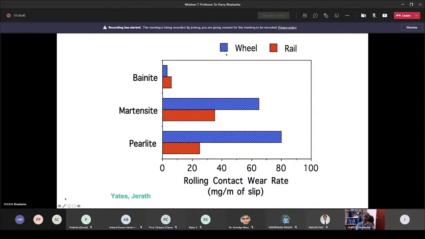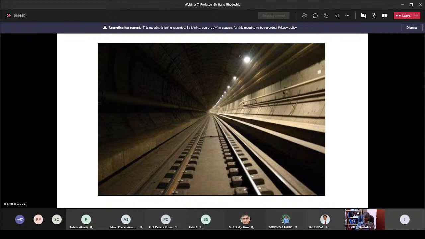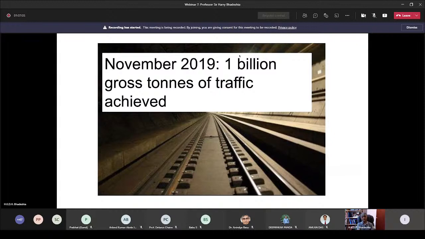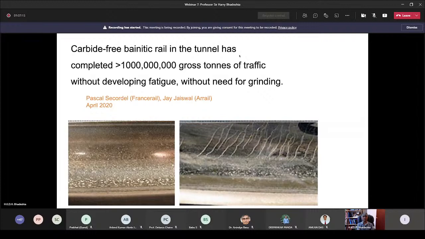Okay, so the rail was manufactured and installed in the Channel Tunnel, which is the tunnel that connects the UK to France. This is a real picture of the carbide-free Bainitic rail in the Channel Tunnel. In November 2019, it had done 1 billion gross tons of traffic, and in April 2020, it had done that many gross tons of traffic without developing fatigue or a need for grinding. So this is the Bainitic rail steel, and this is the conventional steel.